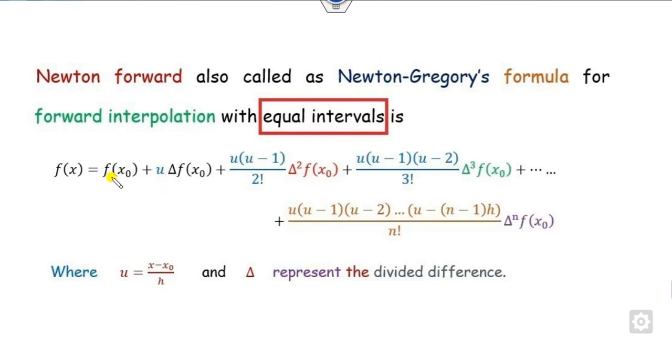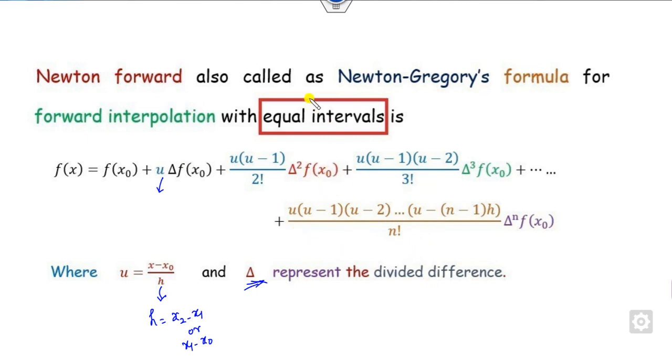That is the function value at the point x0 plus u, where u is defined as x minus x0 by h. h is called the width, which is nothing but x2 minus x1, or you can say x1 minus x0, because all are the same. Delta is called the forward difference, and this is the formula for that.